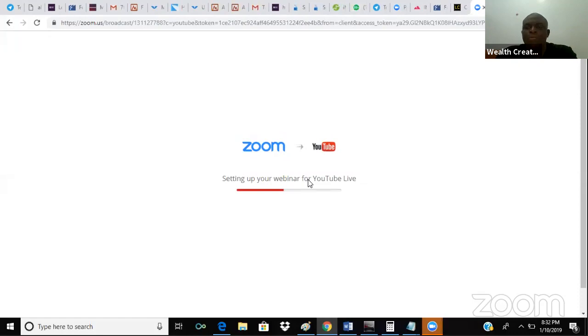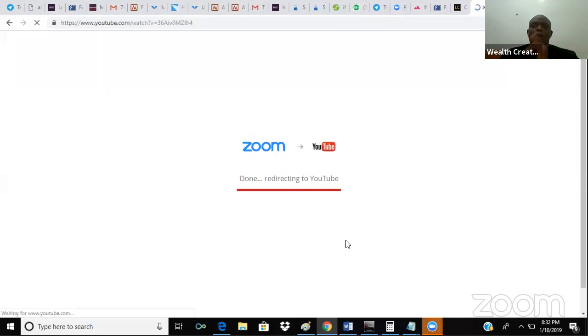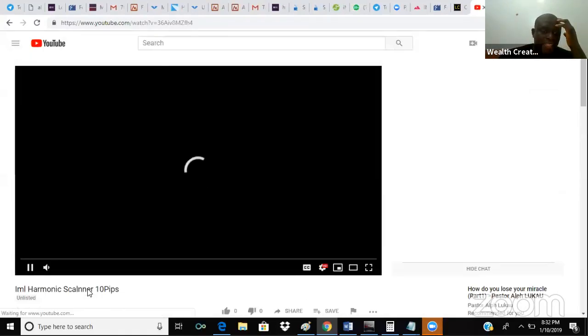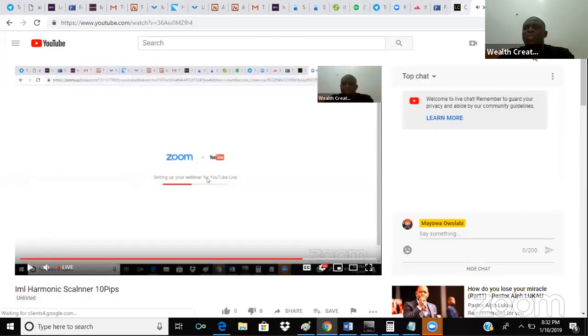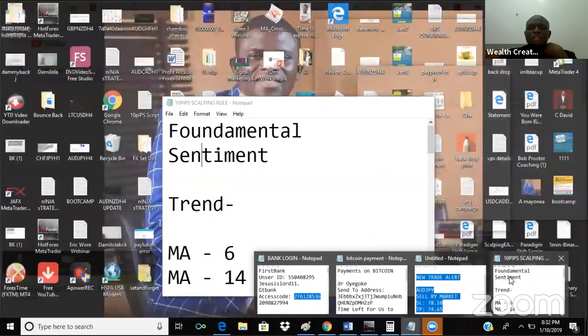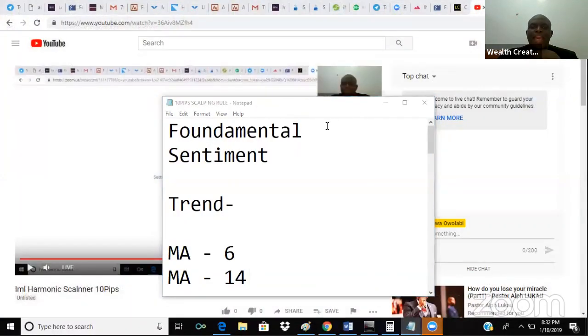And tonight, as I shared with you on the group, we're going to be going through the 10 pip strategy. As a matter of fact, it has the capacity to give us more pips. So with this, everyone can make money and you're good to go. However, before you get busy with any of this, you must understand the place of fundamentals. You must also understand the place of sentiment.